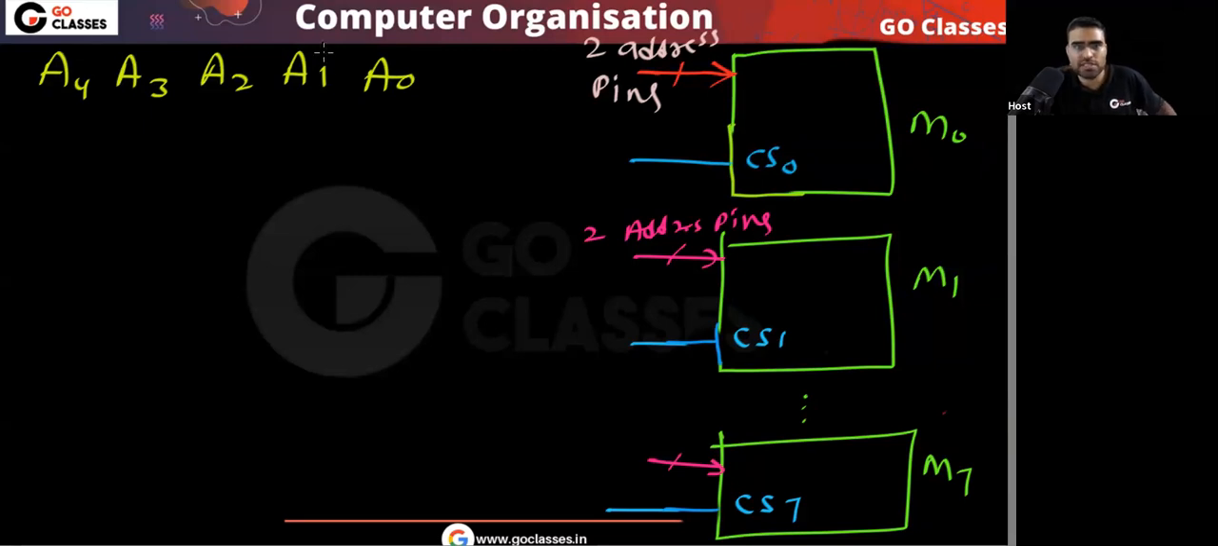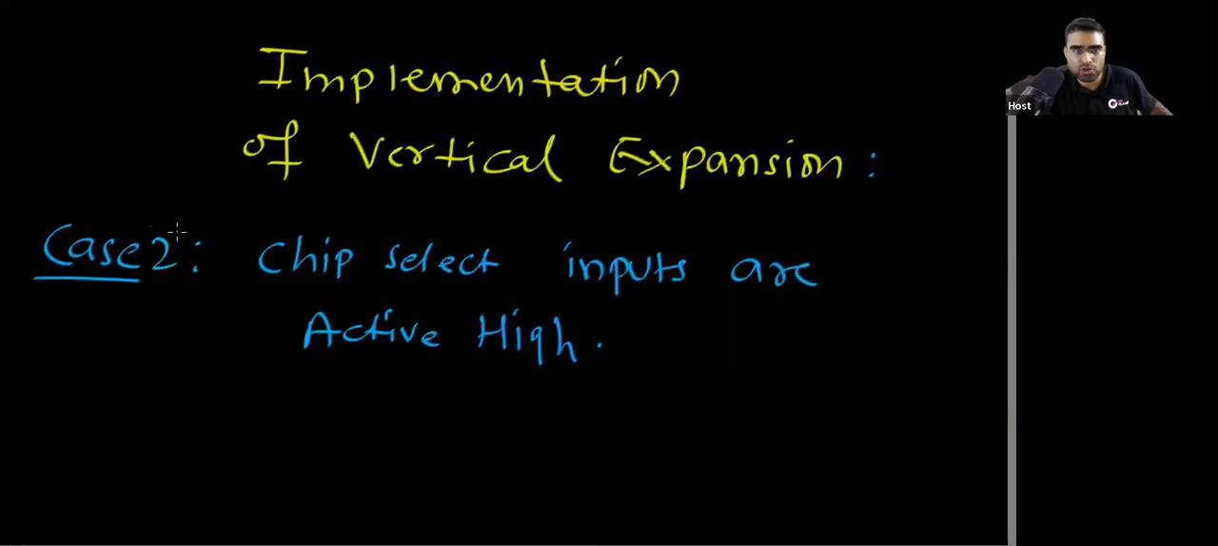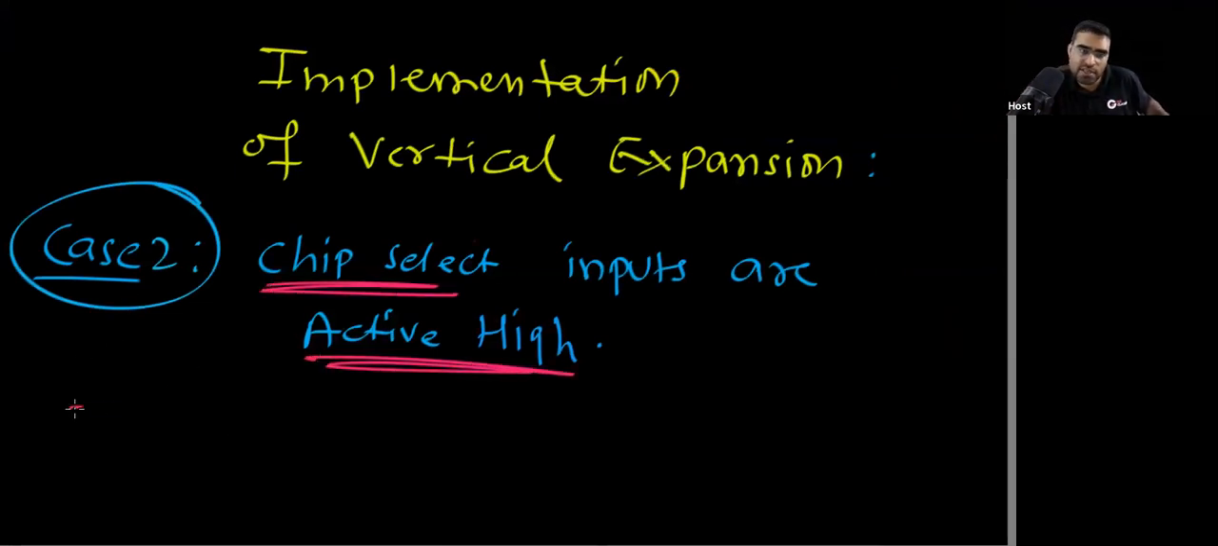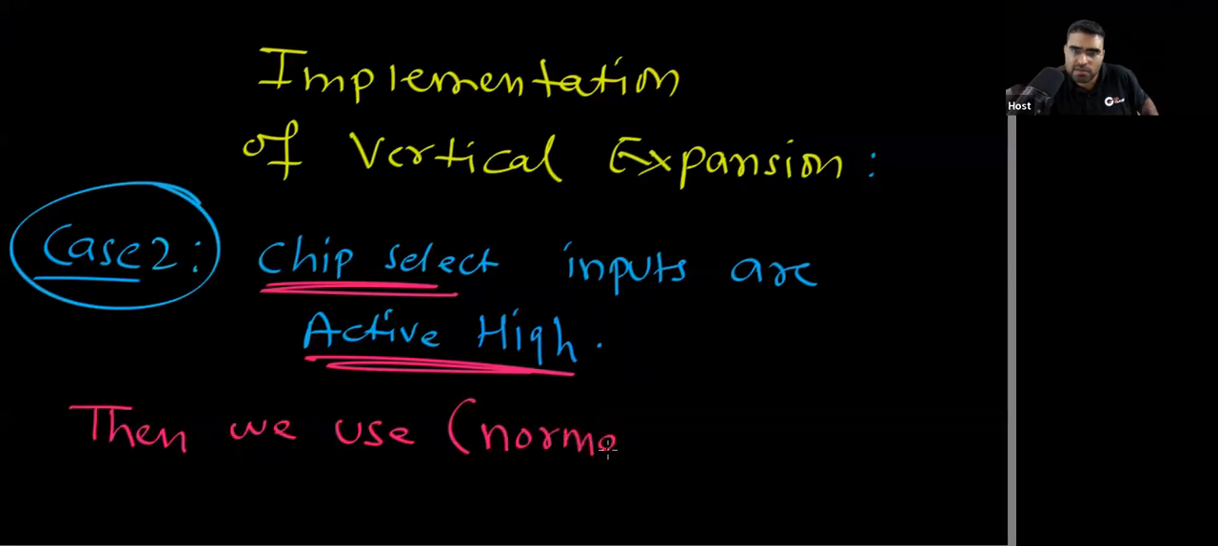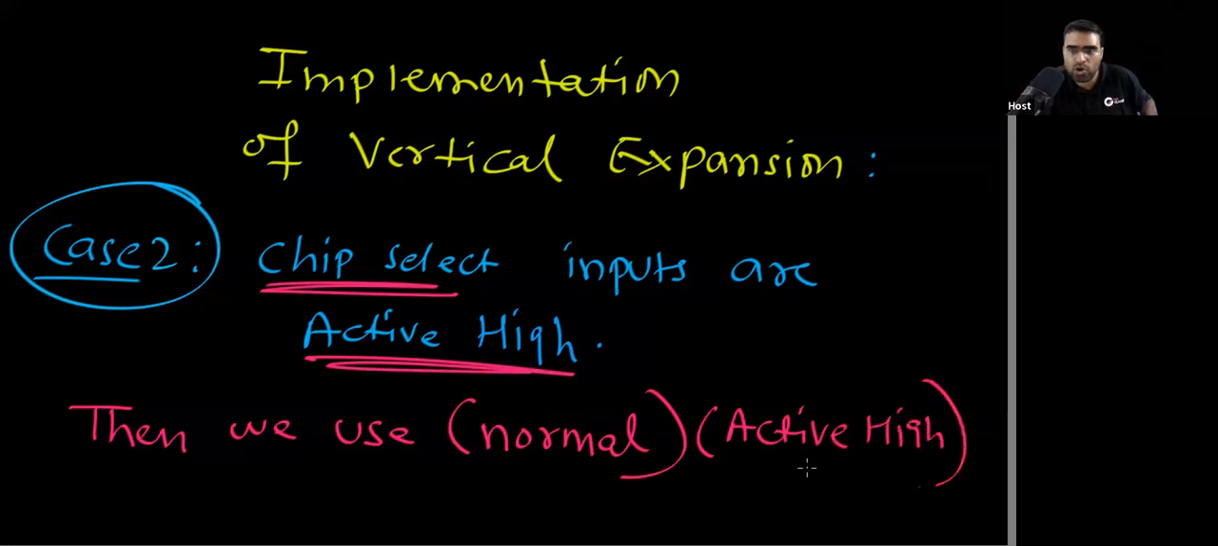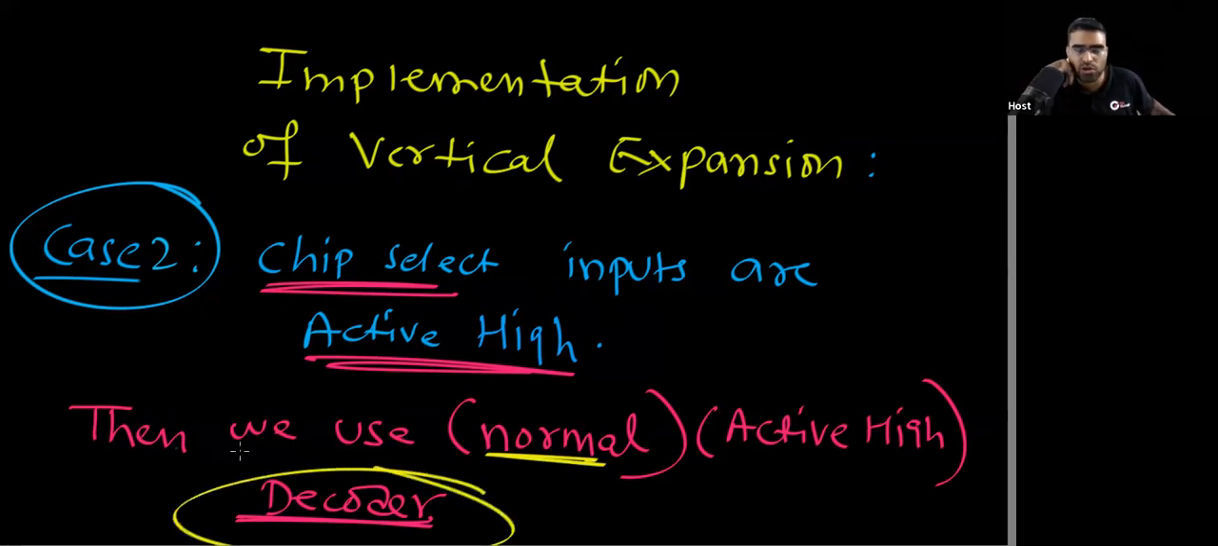Okay, so here you can see chip select, that is active high. So this is your case 2. When these chip select inputs are active high, then what do we do? Then we use the normal decoder, or I can say active high. Okay, your normal decoder. Normal decoder is by default active high. So remember, we just simply use the decoder. That's it. In this situation, we just use the decoder.